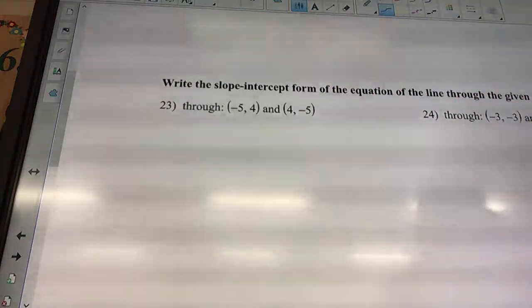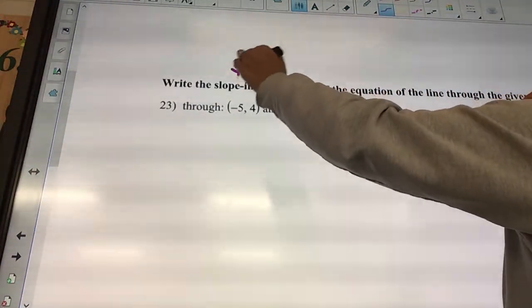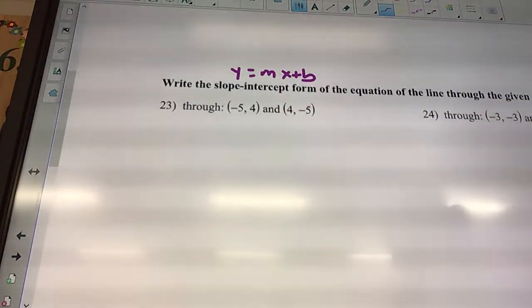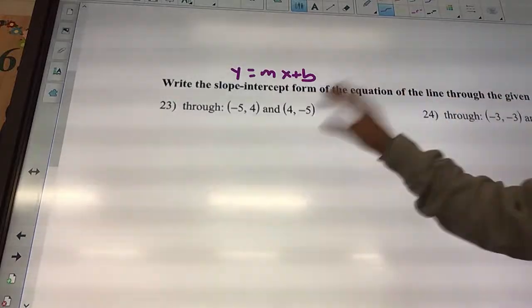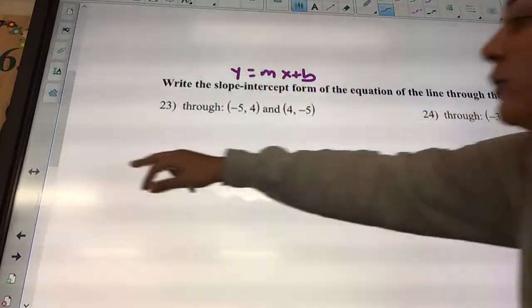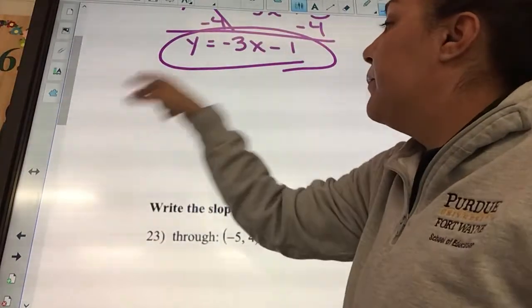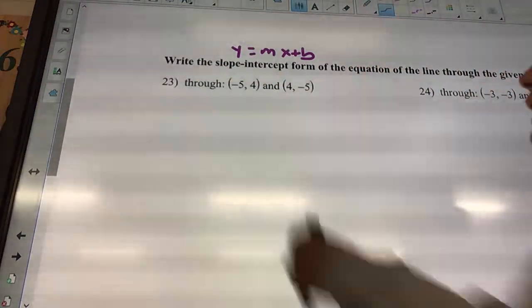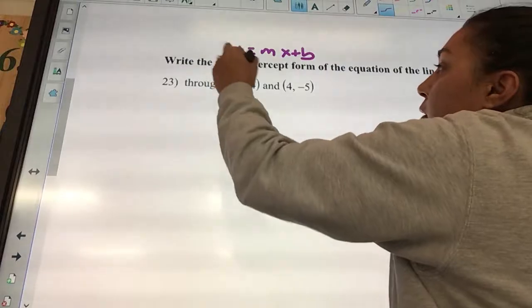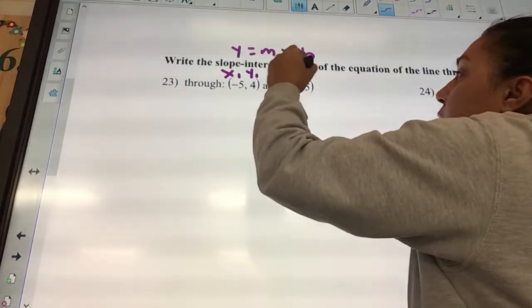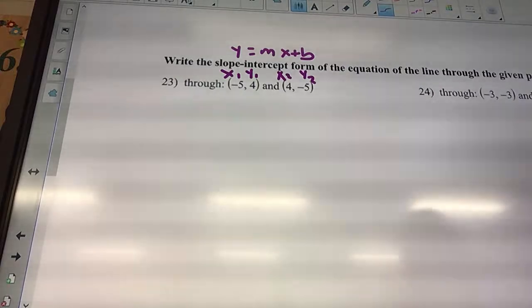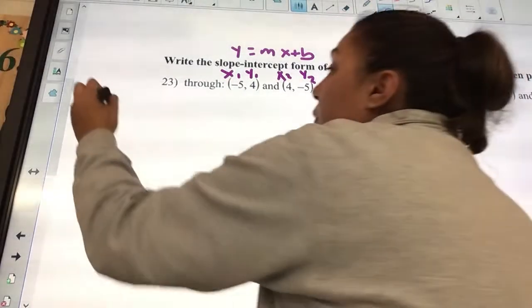Okay, so write the slope-intercept form. So slope-intercept form looks like this. Okay, that's what we need our answer to look like. We need our answer to say y equals just like this one, okay? Well, now let's look at what they gave us. Well, they gave us 2 sets of points. So x1, y1, x2, y2. Okay, well, there's only one formula that uses those x values, and it is our slope formula.